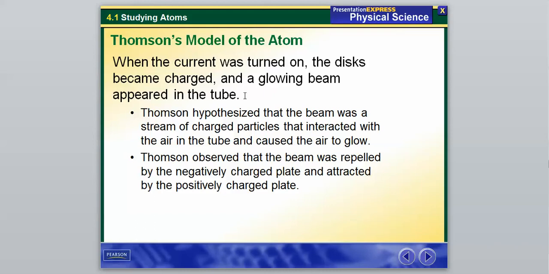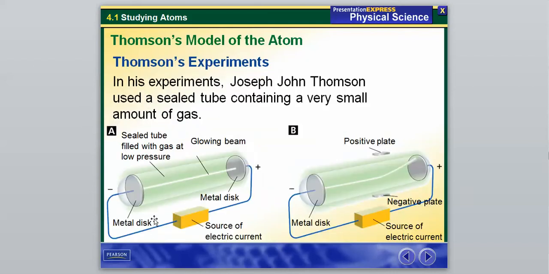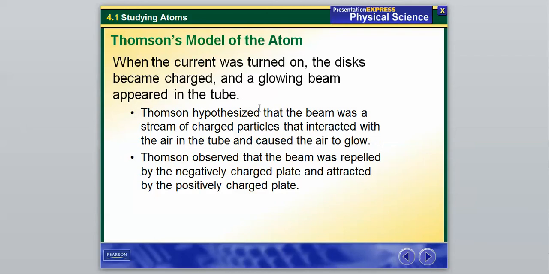So Thomson hypothesized that the beam was a stream of charged particles that interacted with the air in the tube and caused the air to glow. So he figured the reason, again, he didn't just think this was magical light appearing. He knew there was some type of particles in there that were interacting with the air, and it caused the air to glow.